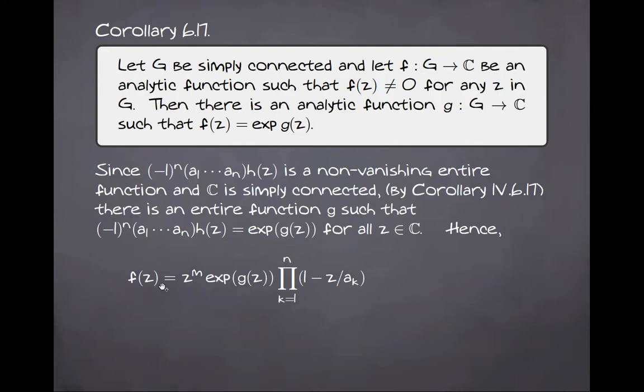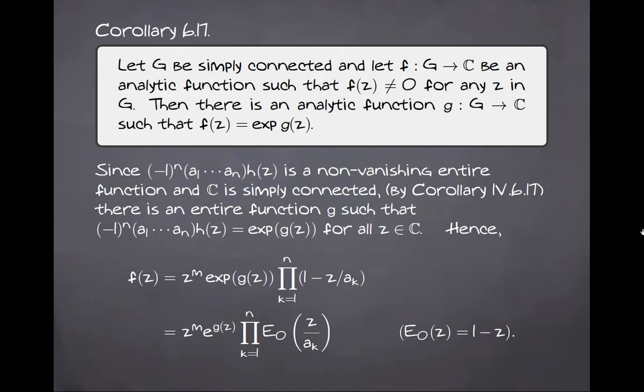So we have f(z) equals z power m exponential of g(z), product of all these finitely many terms, 1 minus z by ak. But this is nothing but z power m e raised to g(z), and product of, we know the definition, E0(z) is 1 minus z. So 1 minus z by ak, that is nothing but E0 of z by ak. So in the finite case, we have k equals 1 to n. So this product is finite, but f has the required form, which was given in the statement of the Weierstrass Factorization Theorem. So in the finite case, we are done.